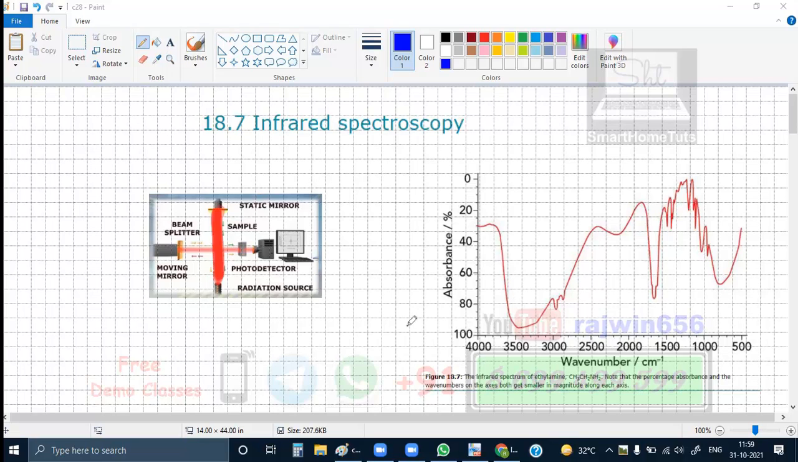Now, what are we going to detect and how are we going to detect it? What we are going to do is, from one side, we pass a beam of infrared radiation through this sample. The infrared radiation will be passing through it, and some wavelengths of radiation will get absorbed and some will be allowed to pass through, depending upon what that substance is or what kind of sample it is.